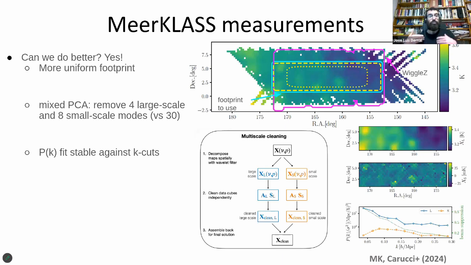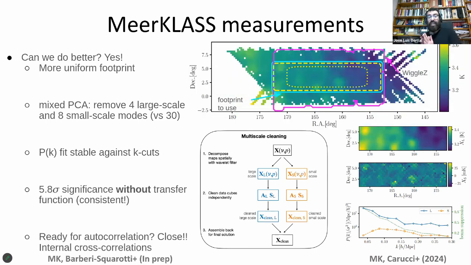Furthermore, what we did here was a mixed PCA, where we separated and decomposed the initial map into two maps. One was keeping the information on the large scales, and another one keeping the information on the smaller scales. As you can see, these are the two maps compared with this one. We cleaned the two data cubes independently with two independent PCA analyses, and then mixed them later. And we saw that removing only 4 modes from the large-scale map and 8 modes from the small-scale map, we were able to clean the foregrounds and obtain results for the power spectrum that were optimal for the chi-square and the fit analysis, and also stable against different cuts in scales.